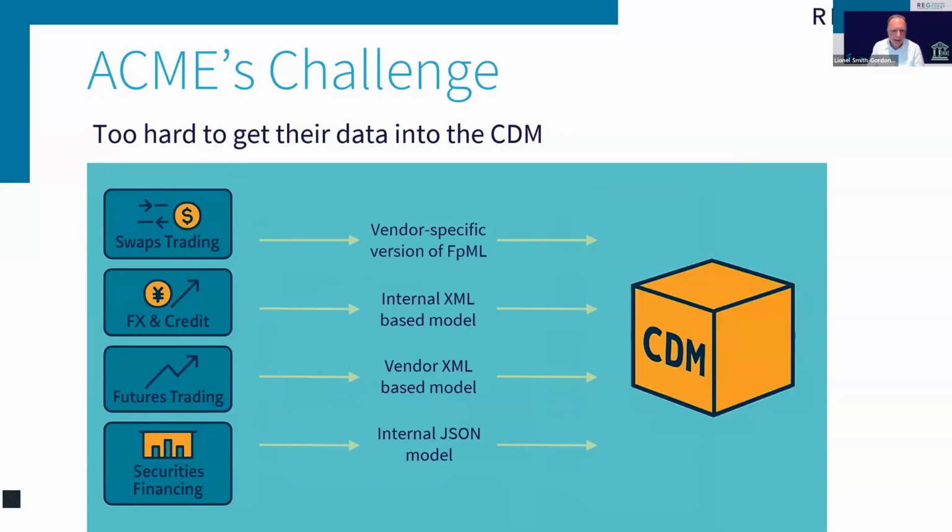But their challenge is that their data today from those different product-aligned upstream systems is in a variety of different formats. Some of them can be internal formats. Some of them can be vendor formats, and it can be a selection of different technical standards, FpML, XML, JSON, maybe CSV files, or other different types of representation. So as we've all identified, the big challenge is, how do we get all of that different data into the CDM?